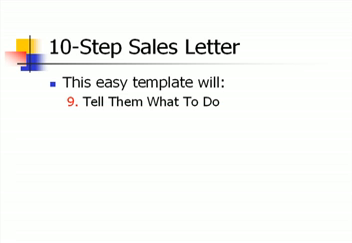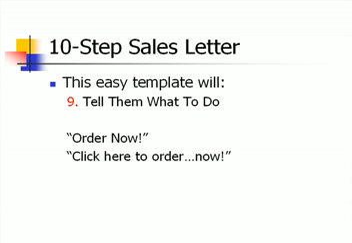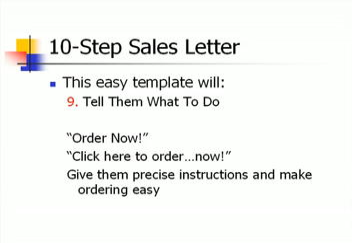If you want them to order, tell them to order now. If they have to click on an order link, tell them about it. Click here in order to go through our secure and encrypted order form. There should be no question as to what it is that you want them to do. Give them precise instructions, tell them what steps to follow, and make their ordering process idiot-proof.